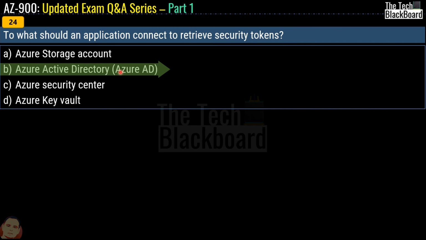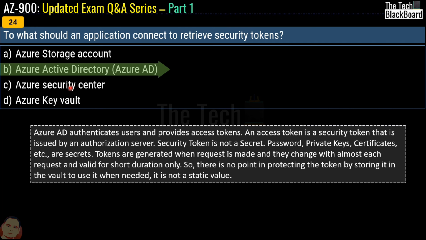Now in this question, I have seen many people getting confused between Azure Key Vault and Azure Active Directory. And just to clarify that confusion, let me give you more details so that you can understand why I have chosen Azure Active Directory as the correct answer. So here comes the detail, and you can read that Azure Active Directory or Azure AD authenticates the users and provides the access token. And you need to understand, an access token is a security token that is issued by an authorization server. So security tokens are not a secret.